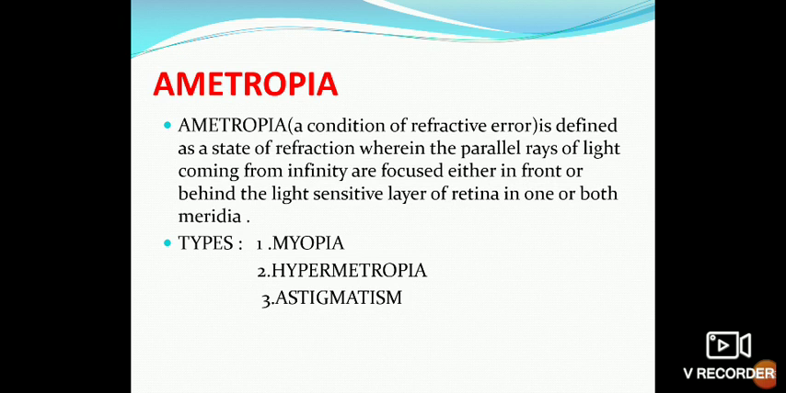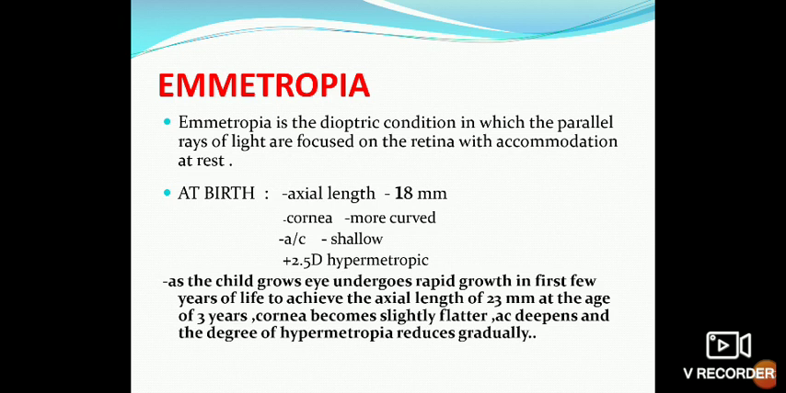So all these conditions in which the incoming light rays are not focused on the retina, the condition is called ametropia, or a condition of refractive error, which can be defined as a state of refraction wherein the parallel rays of light coming from infinity are focused either in front of or behind the light sensitive layer of the retina. Again, there are various types of refractive error or ametropia: myopia, which is the most common, hypermetropia, astigmatism. These are different types of refractive errors.